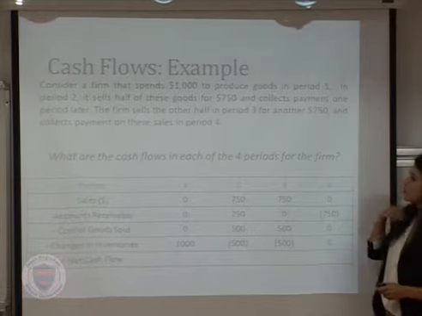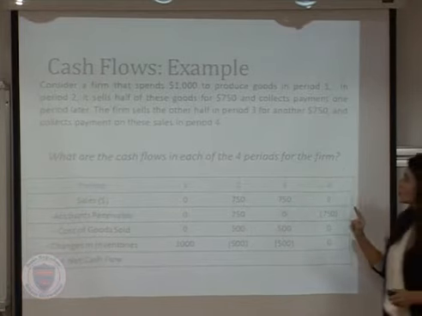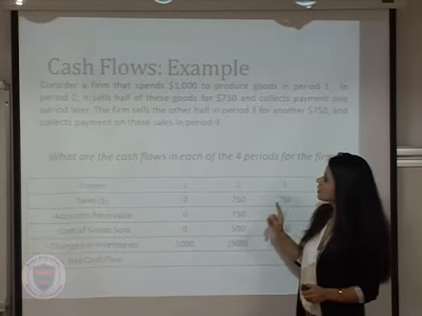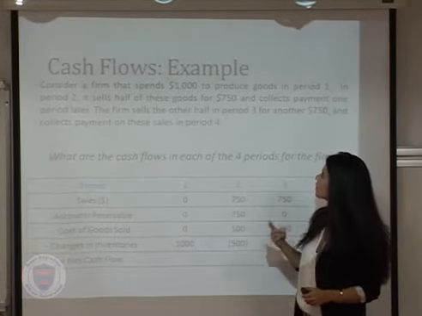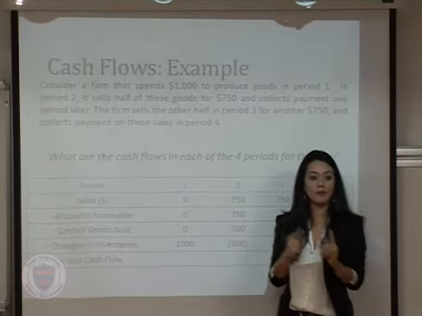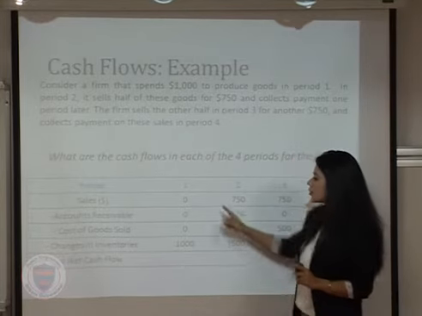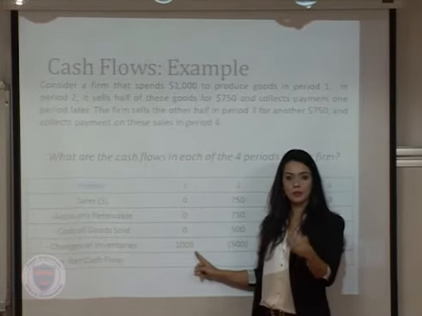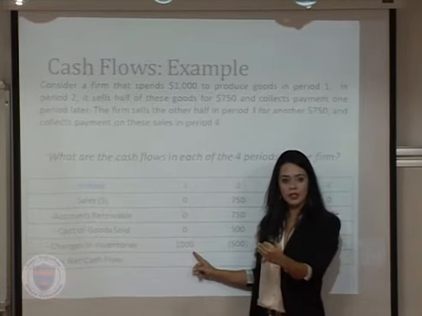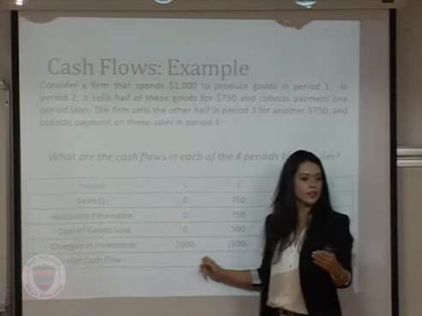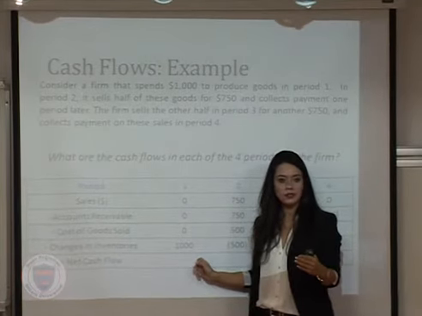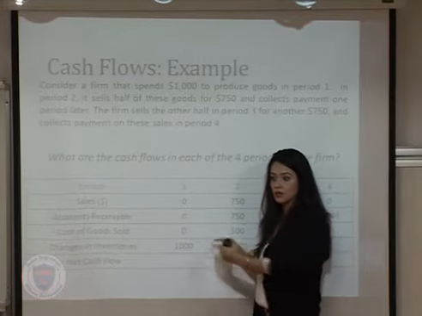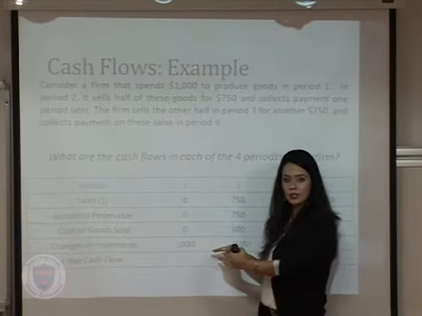Okay, another example. Consider a firm that spends $1,000 to produce goods in period 1. In period 2, it sells half of these goods for $750 and collects payment 1 period later. So in the first period, you don't have any sales, but you increase your inventory by $1,000. Is there a cash outflow that period? How much? $1,000 cash outflow because you used it to produce inventory.